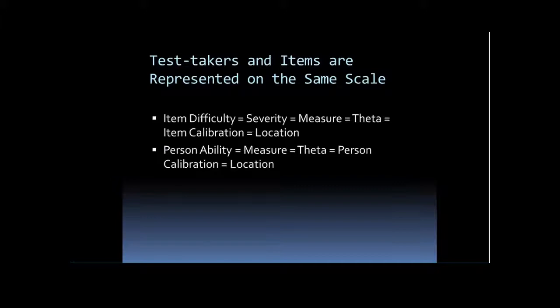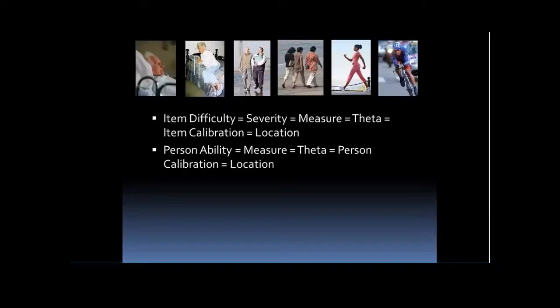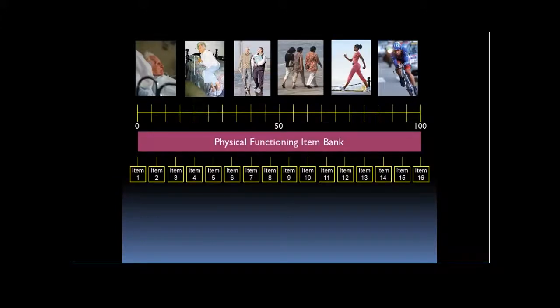So test takers and items are represented on the same scale. Item difficulty, severity, measure, theta, item calibration, location: these are all synonyms in my book. If you see articles on item response theory, these terms are used relatively interchangeably. And similarly for person ability, measure, theta, person calibration, location, they're the same because I can put them both on the same metric. So let's see, here we have a physical functioning item bank.